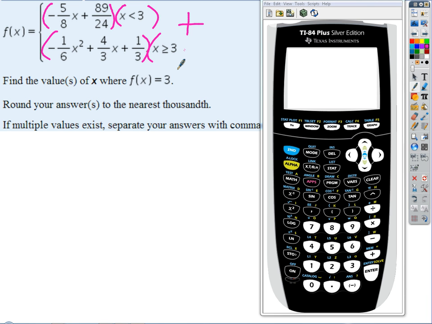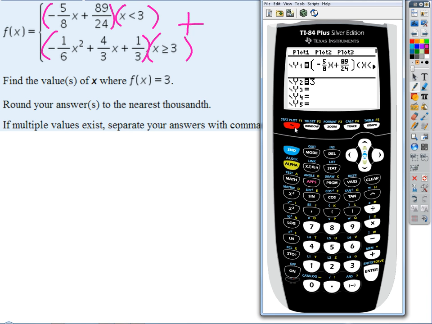And if we had many, many pieces, we would just keep doing that. We would link them all together with plus signs, so that we get a term for each piece. So if I put that in the calculator, that looks like this.